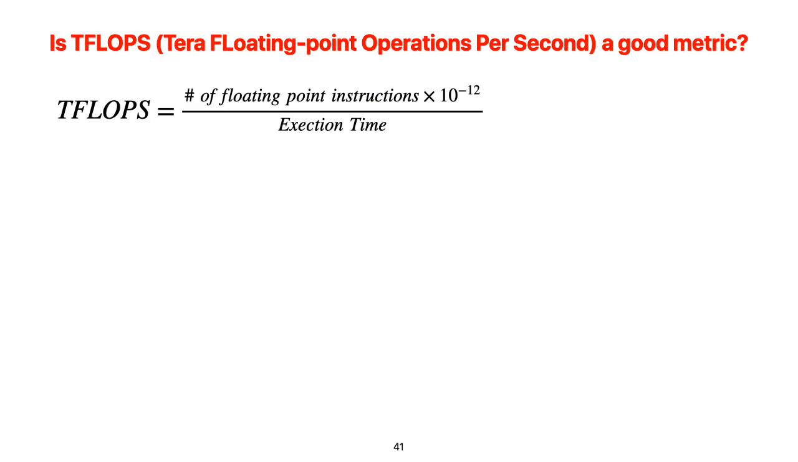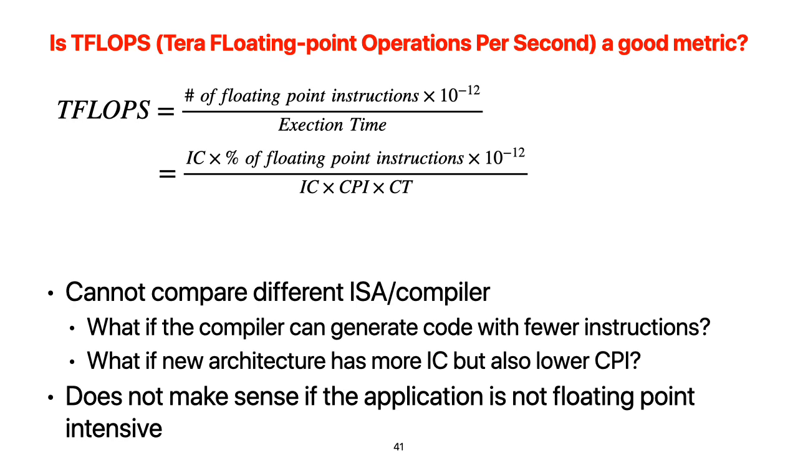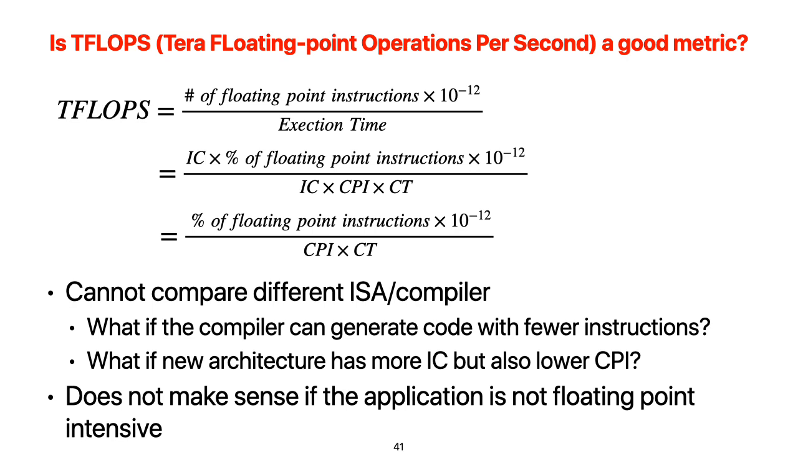Floating point operations per second essentially measures the throughput of performing floating point instructions within a program. The number of floating point operations is derived from the instruction count times the percentage of floating point operations. And the execution time also contains a factor of instruction count. So in this TFLOPS calculation, there is no consideration of the instruction count. Everything that would affect the instruction count is not in the picture of FLOPS. So if you have more compiler optimizations or a different instruction set architecture, TFLOPS cannot reflect that difference. It's also not representative if the application itself is not floating point intensive.